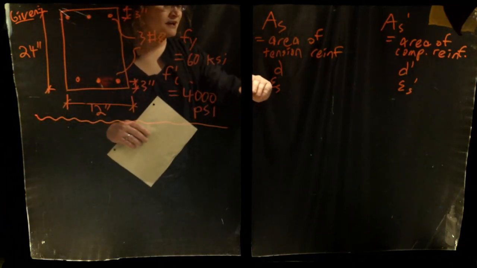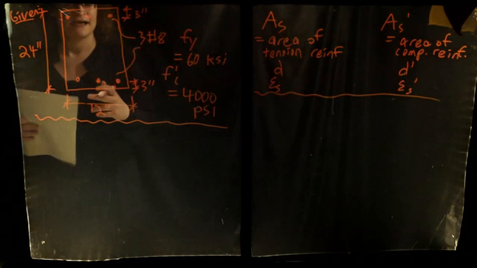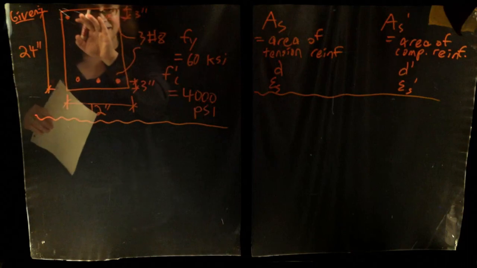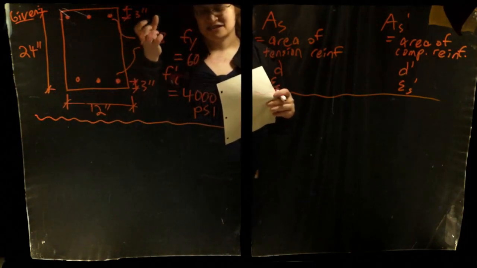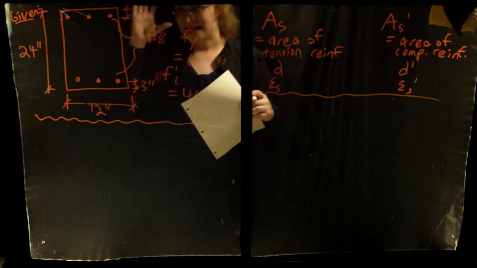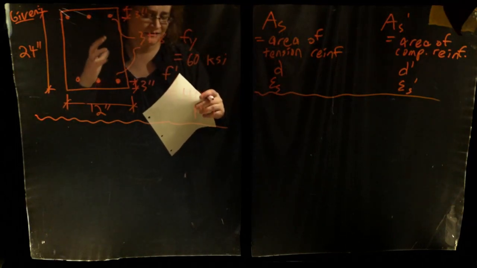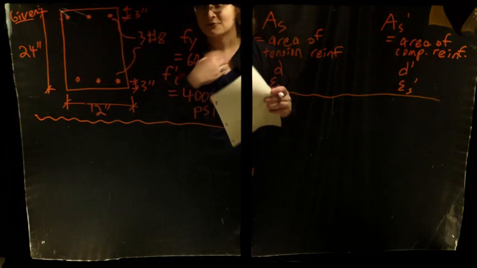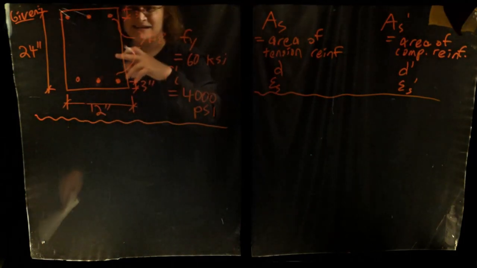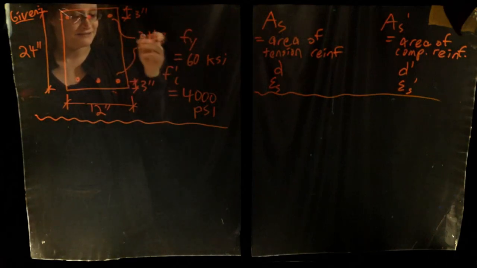Now, in terms of area of steel and area of steel prime, for illustration purposes I wanted to do a beam that had the same amount of compression reinforcement as tension reinforcement, just so we could see the effect of actually doubling the amount of steel that is present in the beam, but using it as compression reinforcement rather than tension reinforcement. In usual practice, you're probably not going to have something like this.